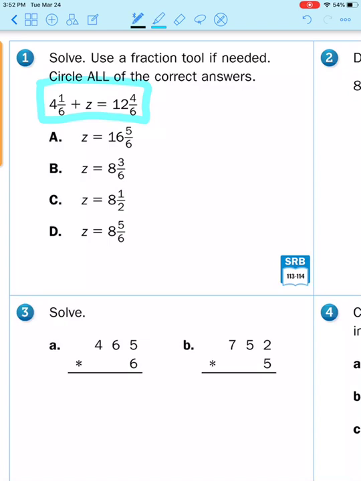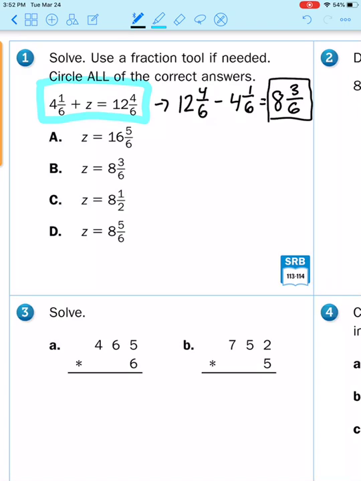So remember I taught you in the lesson we had the other day to try to turn this into a subtraction fact in order to solve. So if I have 12 4/6 as my total, I want to subtract that 4 1/6 for the missing value. So I know that 12 minus 4 is 8. 12 minus 4 is 8. And 4/6 minus 1/6 is 3/6.